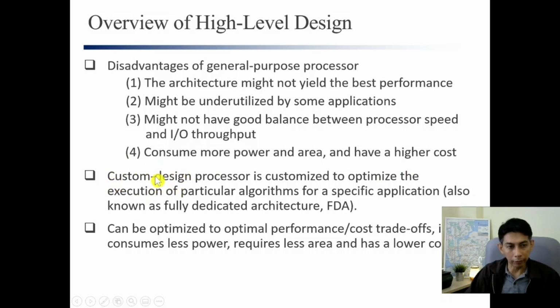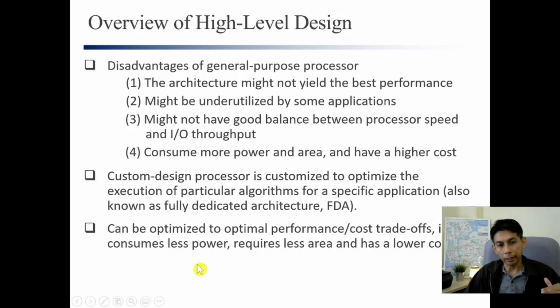We will have the custom design for that, right? And this is also known as what we call a fully dedicated architecture, or in short, FDA. Yeah. So by doing that, we can optimize for optimal performance, and also the cost trade-off. For example, if we don't want to have a very fast speed, we can reduce the speed, and when we reduce the speed, we can actually reduce the size of the circuit, and also it will use less power.